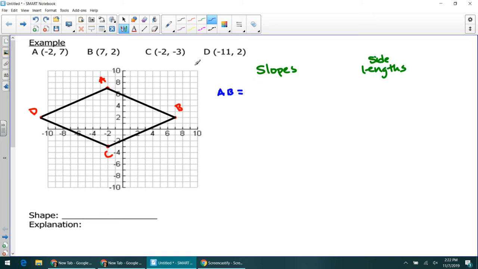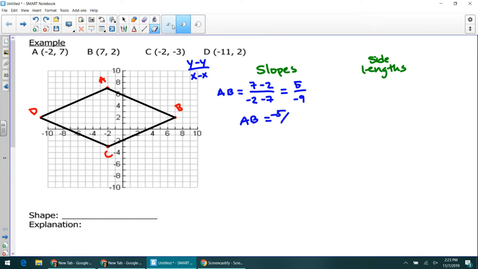Remember to find slope, that's y minus y divided by x minus x. So I'm going to start with my A value, so 7 minus my B value of 2, divided by my A value, x of -2, minus my B value, 7. So 7 minus 2 is 5. -2 minus 7 is -9. So my slope for AB is -5/9.